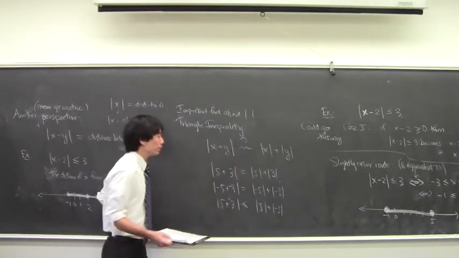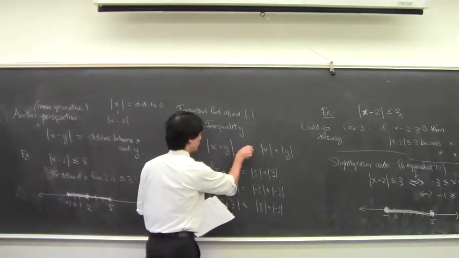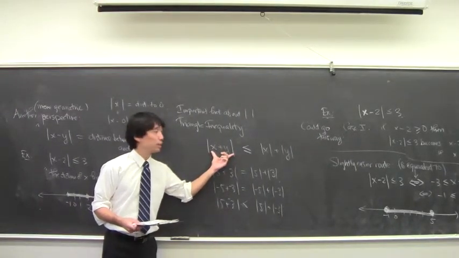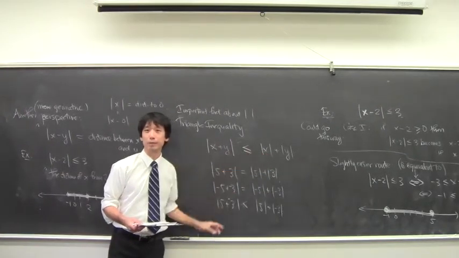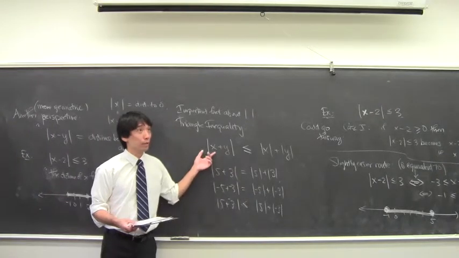Okay, so you summarize all these possibilities like this. You say that the absolute value of the sum is always less than or equal to the sum of the absolute values. Okay, and this thing is called the triangle inequality.